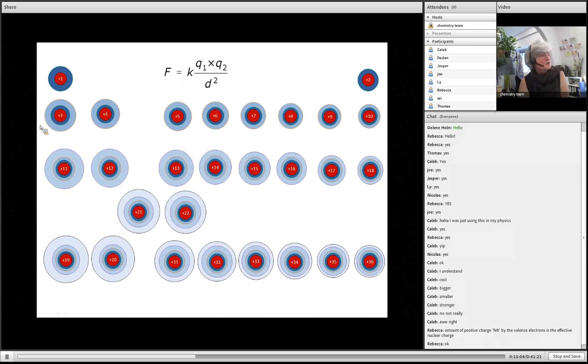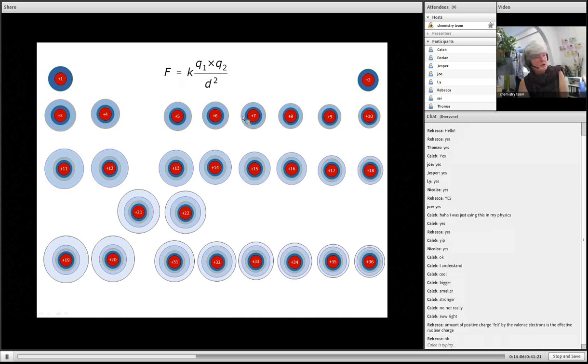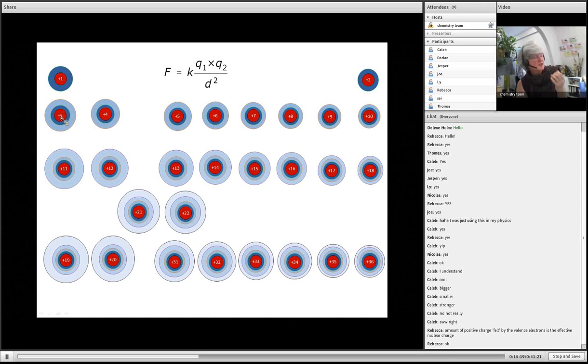So what I've tried to show is, as you go across, my shielding stays the same in the group. So my shielding is 2 as I go across, because I've got 2 inner electrons. So my effective nuclear charge is going from 1, 4 subtract 2 is 2, 5 subtract 2 is 3. So it's only 2 less than the nuclear charge. So my effective nuclear charge is increasing as I go across, but not as much as it would have without those inner electrons.